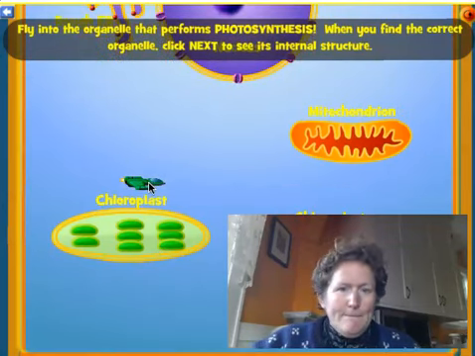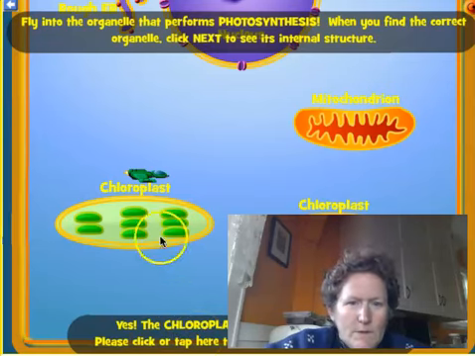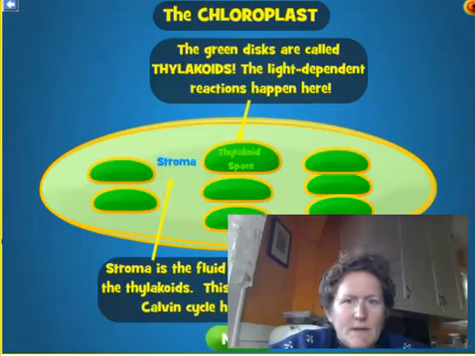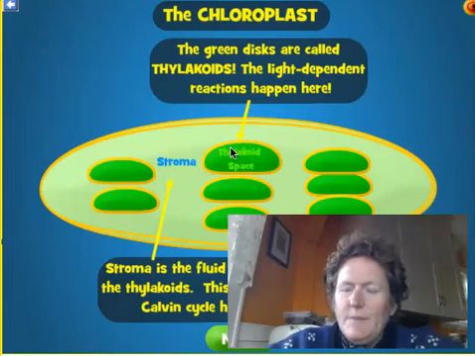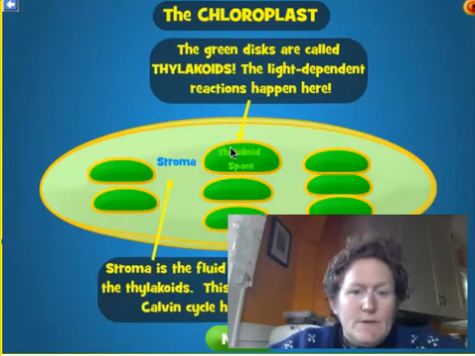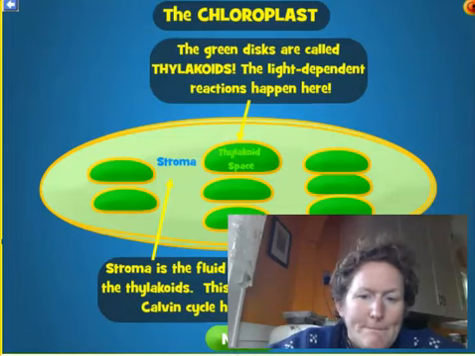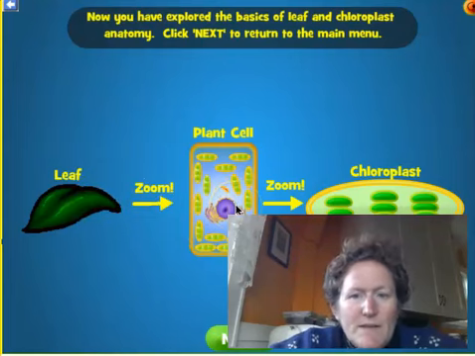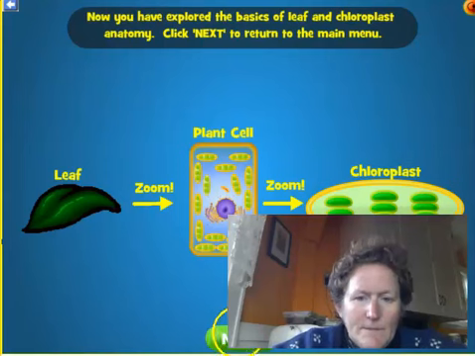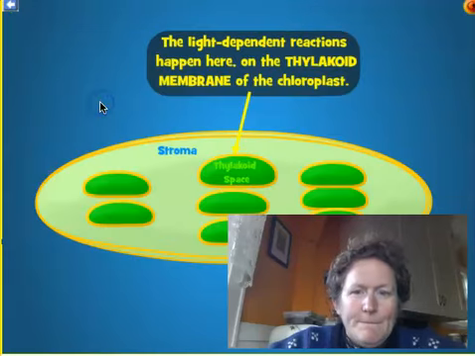So we're going to fly using our up and down arrows. So we're going to pilot our ship into the chloroplast. And the green discs are called thylakoids, and the light-dependent reactions happen here. Those are the reactions that depend on light to excite electrons. The stroma is the fluid surrounding the thylakoids. That's where the Calvin cycle happens. Calvin cycle is part of photosynthesis. So we were at the leaf, we zoomed into a plant cell, and now we're in those chloroplasts. Remember, chloroplasts are organelles that are part of plants.